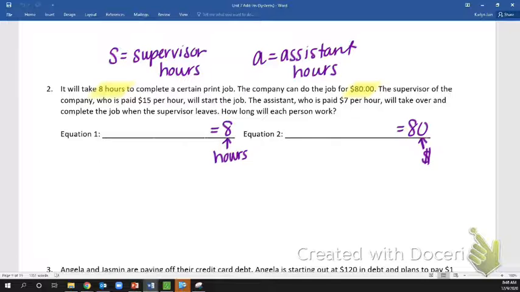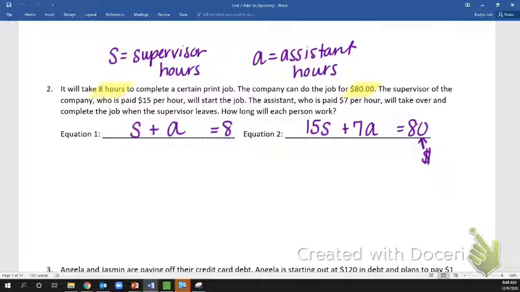So let's use our variables and the totals we have to create our equations. The first one, since 8 was hours, everything having to do with hours goes in the first equation. So the supervisor hours plus the assistant hours has to equal the 8 total hours. And everything having to do with money goes in the second equation. It's $15 for the supervisor, and it's $7 for the assistant.